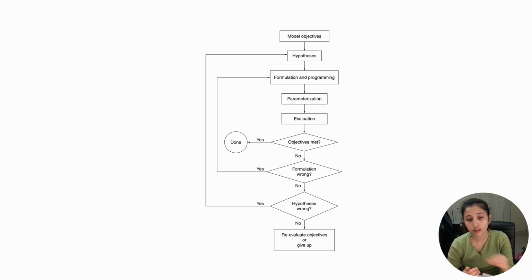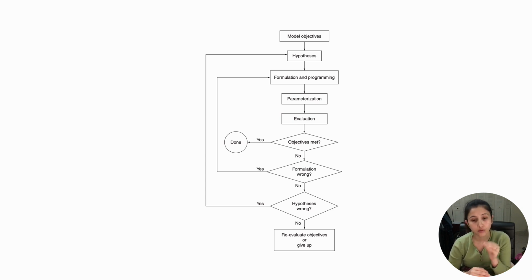We should always go back to our objectives, whether our model met our objectives or not. If it met our objectives, yes, we are done with the model. But if our objectives are not met, then we go back to the formulation and see whether there was something wrong with the formulation. And if there is something wrong with the formulation, we go back again and change the formula or the quantification. But if there is nothing wrong with the formula, we go back again and check whether our hypothesis makes sense or is it wrong.